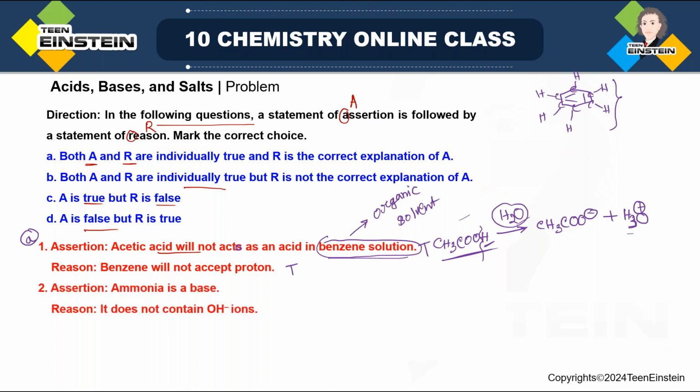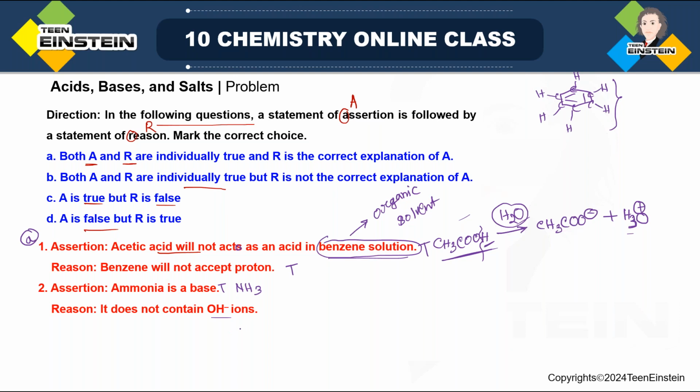Come to the second question. Assertion is saying ammonia is a base. Fine. It does not contain OH minus ions. Now, the ammonia formula I have already written. And it is also true that there is no hydroxyl ion. So what I will say, it is true because ammonia can act as a base. It is true that there are no OH minus ions. And according to Arrhenius, you will say how it can be a base. But that is not the only theory.